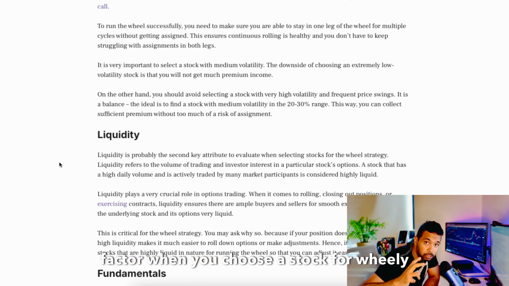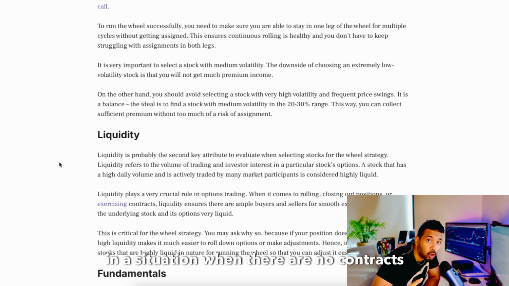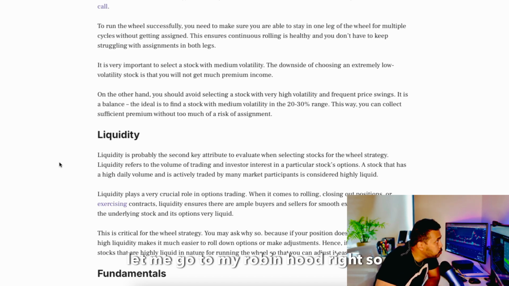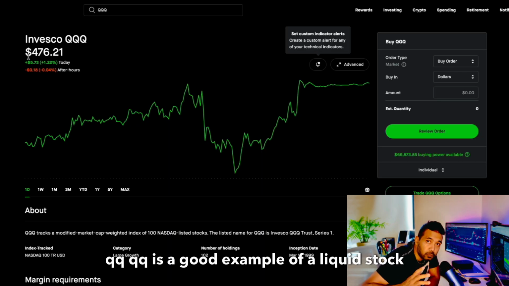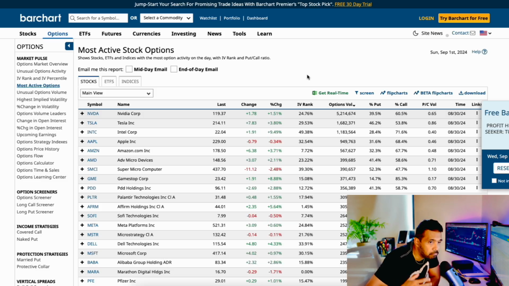This is a very important factor when you choose a stock for wheel strategy, because you do not want to end up in a situation where there are no contracts, right? You want a good number of contracts both as a buyer and a seller. So for example, let me go to my Robinhood. QQQ is a good example of a liquid stock.